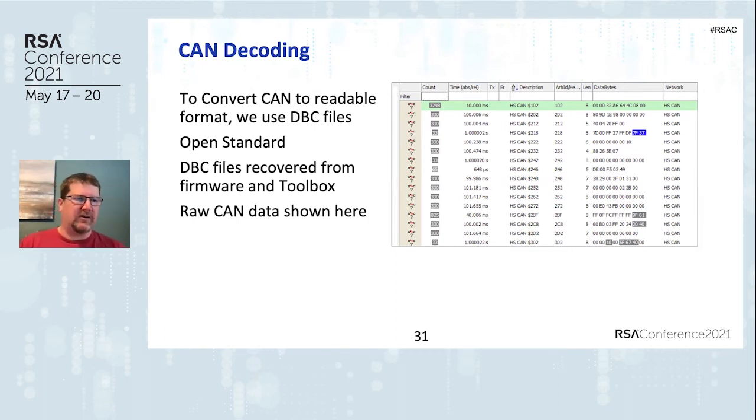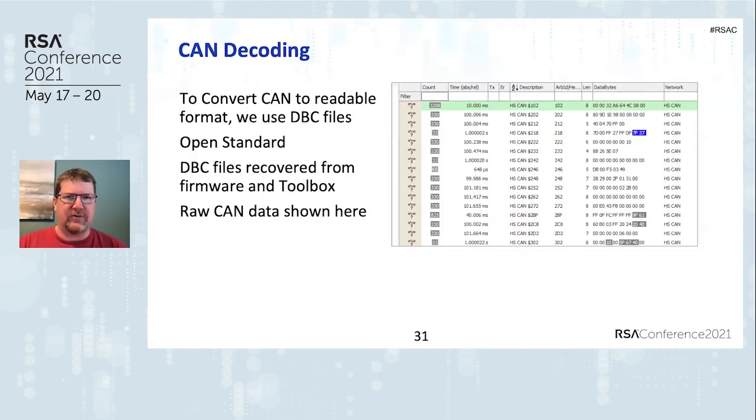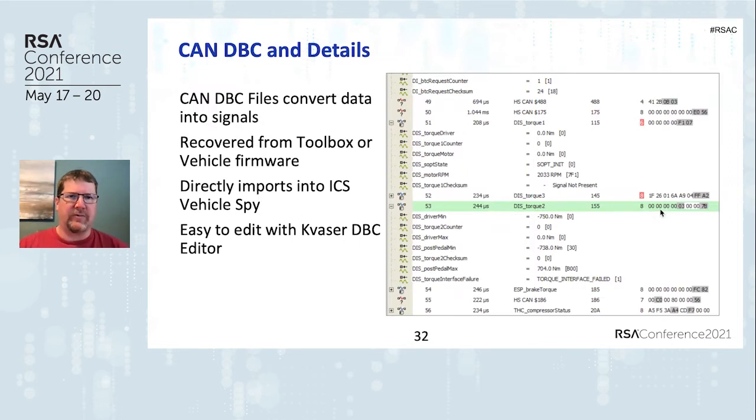I was actually able to extract the DBC files from both firmware. So on any vehicle, they have the DBC files, but they're also in Toolbox, which is a little bit easier to work with. So here we have raw CAN data, and now we have decoded CAN data. And you can see there's a huge difference: just raw hex data that you have to reverse engineer versus everything with all the labels and all the signals decoded for you.